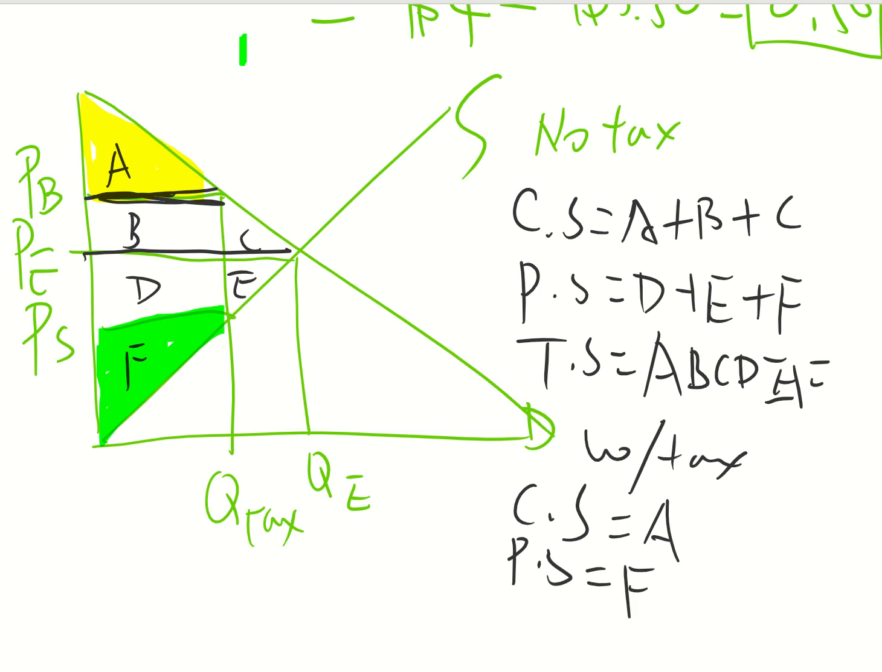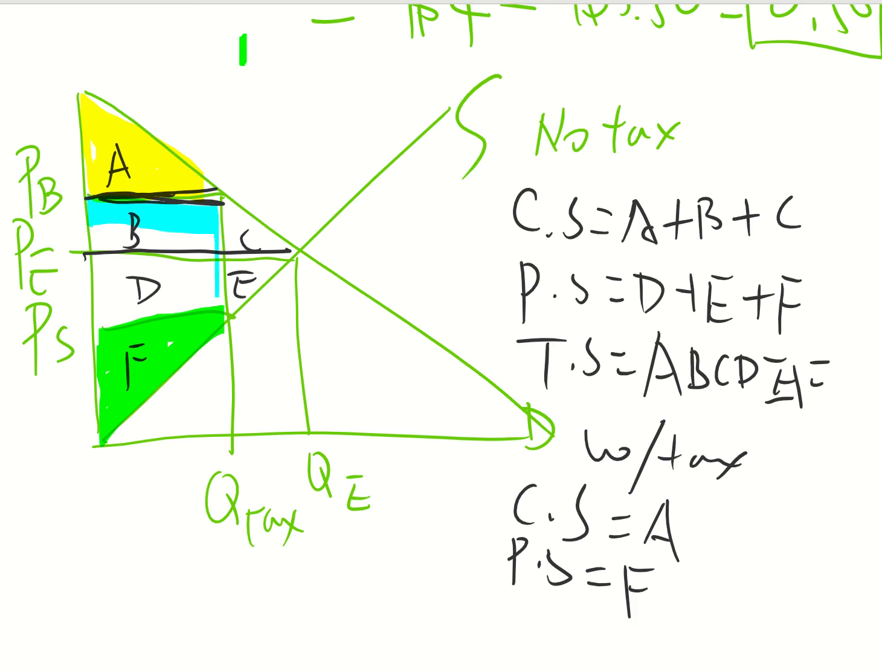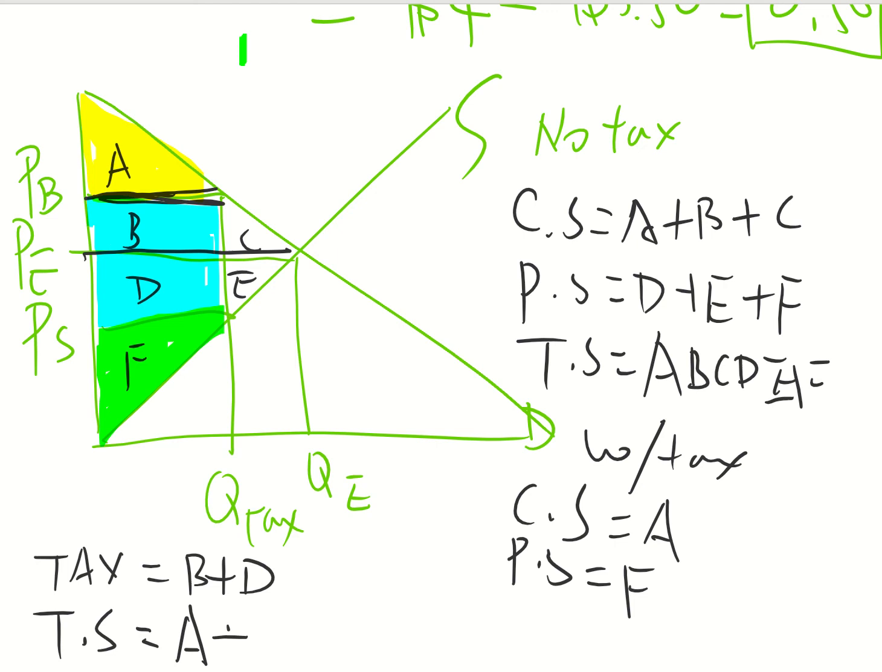Your government also gets something in return, so government collects the tax revenue. So this B and D is our government tax revenue. Your total surplus will be the consumer surplus, area A, plus producer surplus, area F, and then plus your government tax revenue B and D, because government is also part of the economy. So whatever revenue they have is also part of total surplus. So that's your new total surplus.